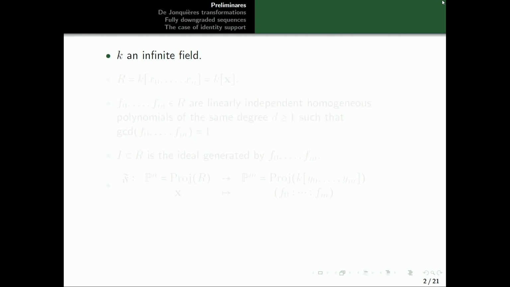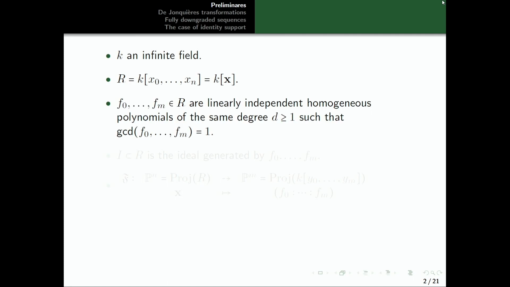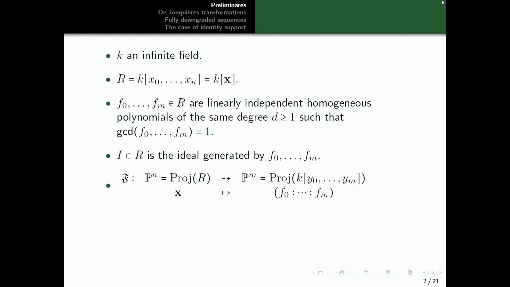So K is an infinite field, okay? R is a polynomial ring over K. F0 to Fm are linearly independent homogeneous polynomials of the same degree D, such that the GCD is equal to 1. And I is the ideal generated by F0 to Fm. And F is the rational map defined by the polynomials F's.